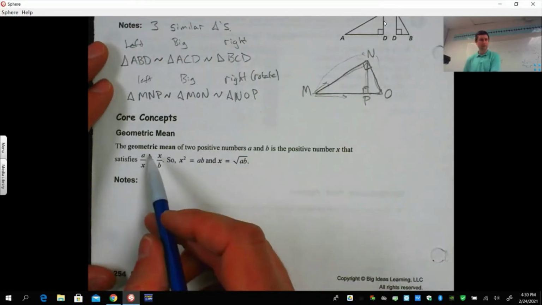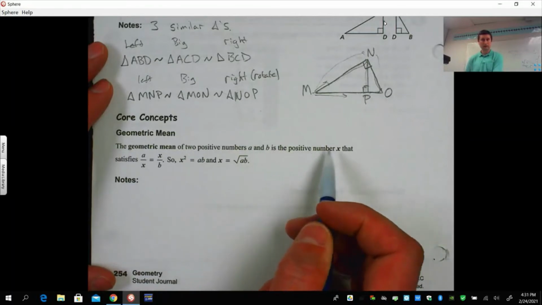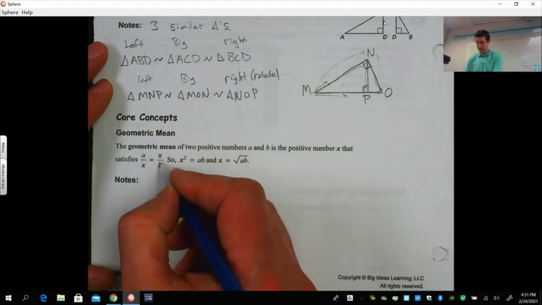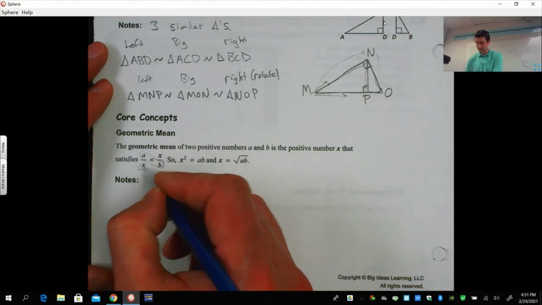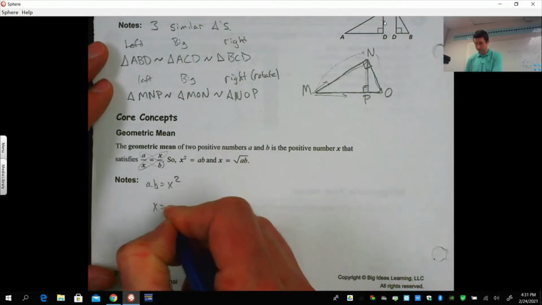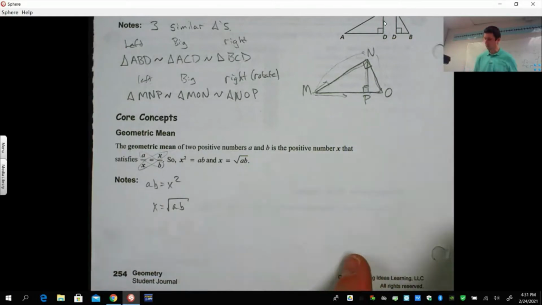Okay, here's the geometric mean. We're already talking about that. The geometric mean of A and B is the positive number x that satisfies A over x equals x over B. If you double pickle this, what you get is AB equals x squared, so x equals the square root of AB, which is what we've already been talking about. Geometric mean, square root of the product of two numbers.